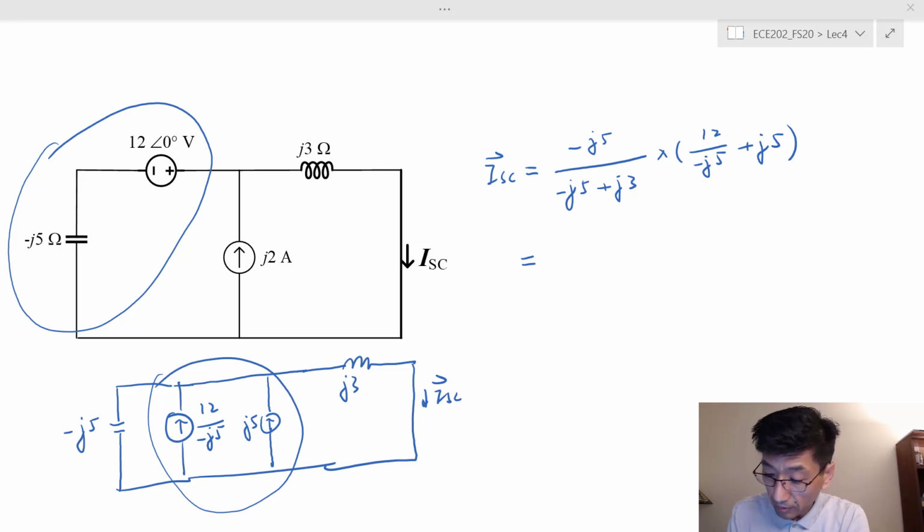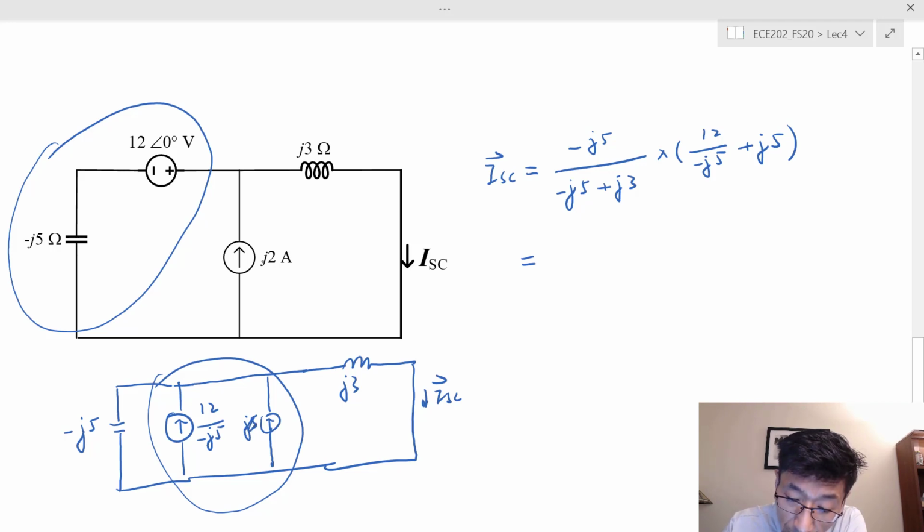actually I had a mistake here. This should not be J5. This is the current J2, right? So this should be J2 as well. Let me just erase this. So this should be J2. And in this case, I have J5, so I have minus J2.